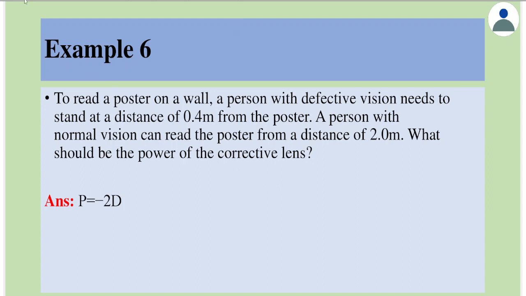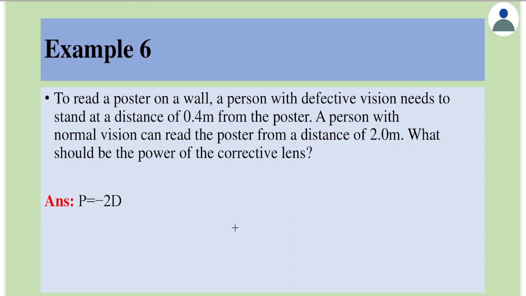Example 6 says, to read a poster on a wall, a person with defective vision needs to stand at a distance of 0.4 meter from the poster. A person with normal vision can read the poster from a distance of 2 meter. So what should be the power of the corrective lens?